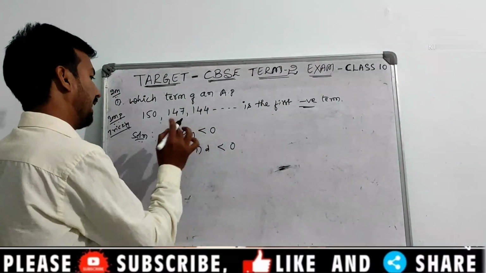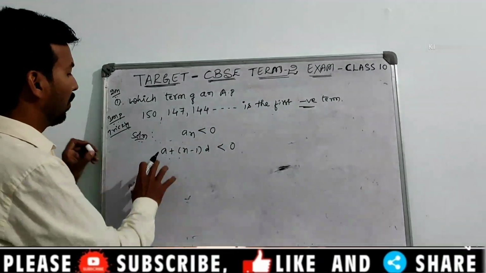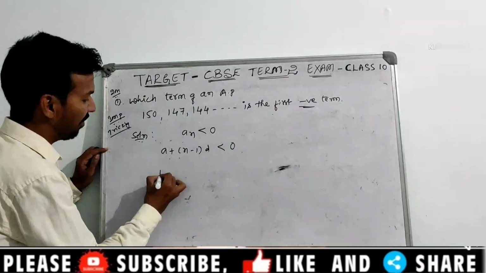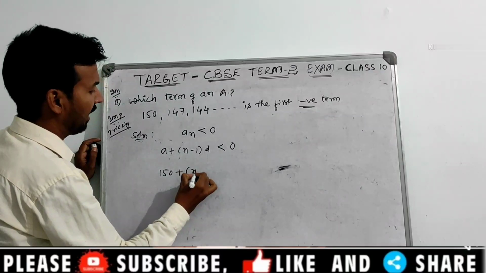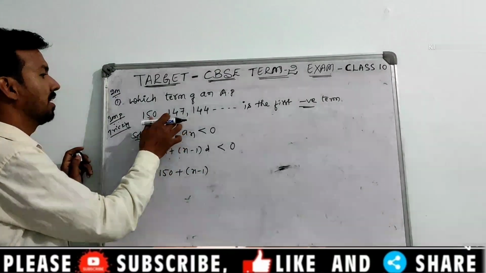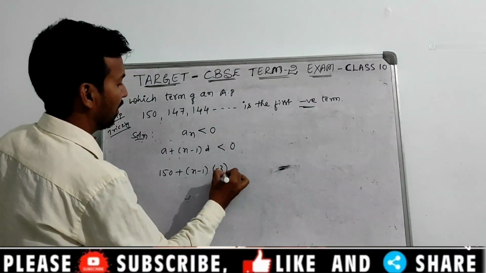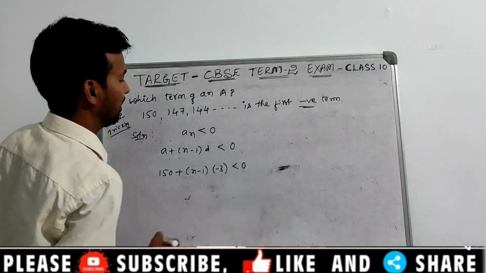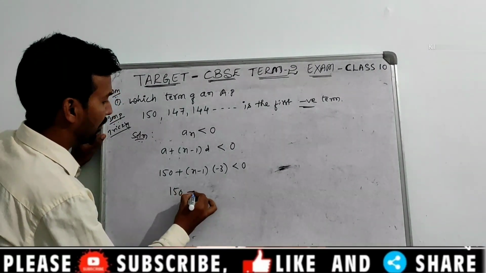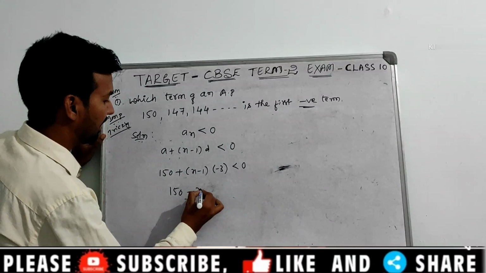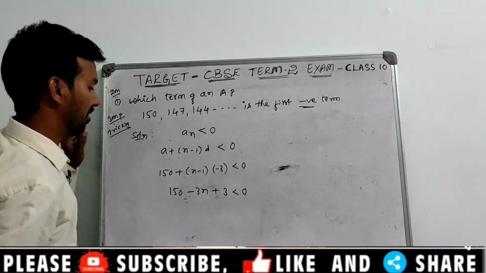What is the formula for An? A plus n minus 1 into d, children. Here, what is the value of A? A is given 150, plus n minus 1, we don't know the value of n. Here d is how much, children? A2 minus A1, we get minus 3. So 150 plus minus 3n, here minus into minus plus 3, lesser than 0, children.